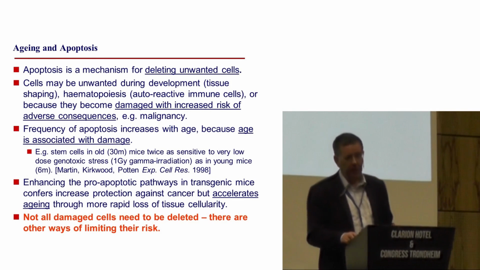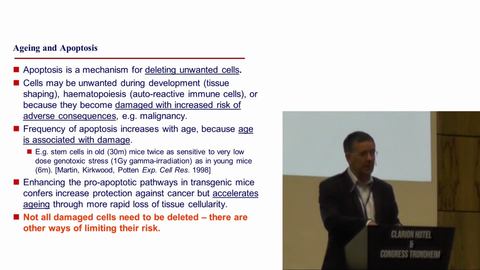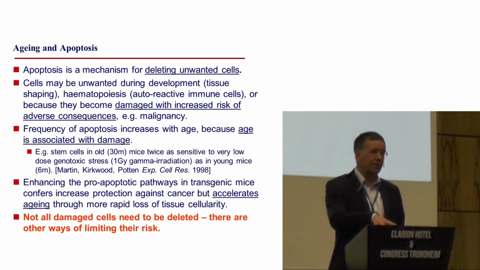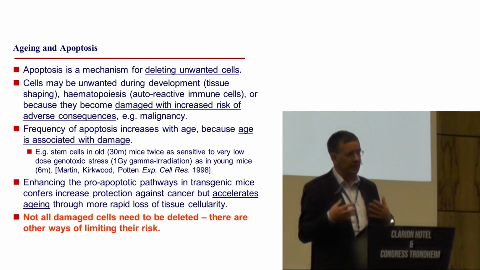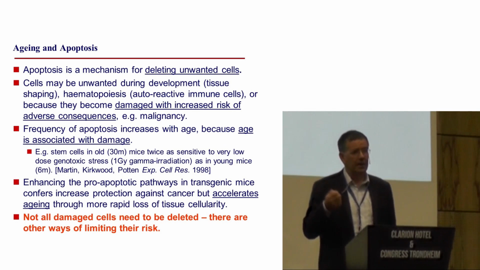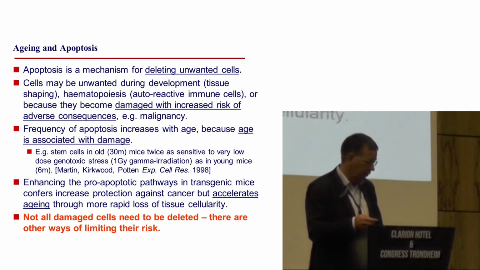Some years ago, in a study of apoptosis in tissue stem cells, we provided what I think then was the first evidence of intrinsic age-related deterioration in functionality of stem cells within the adult body, when we showed that stem cells in mouse intestines were twice as likely to initiate apoptosis in response to a very low dose of genotoxic stress in young animals as they were in old animals.